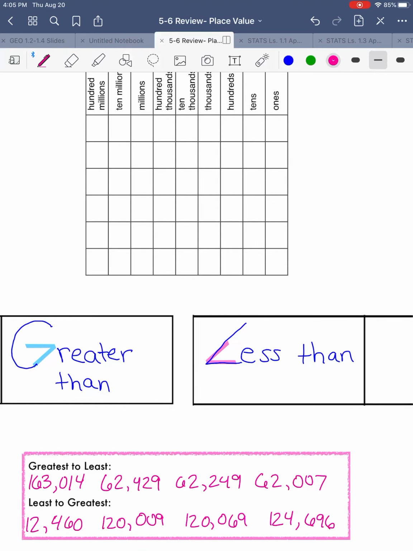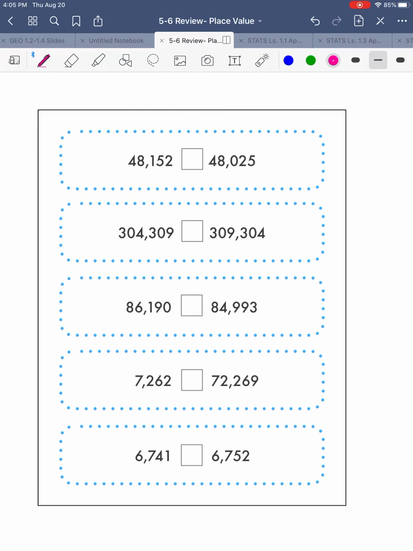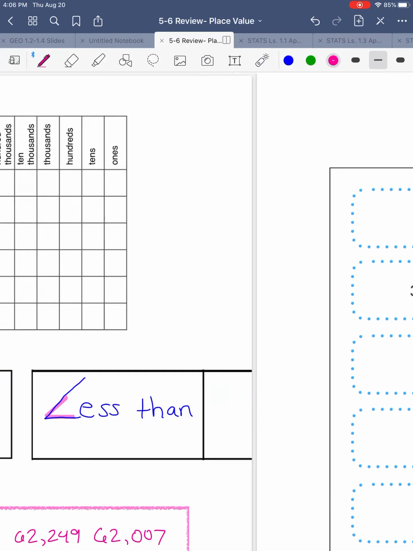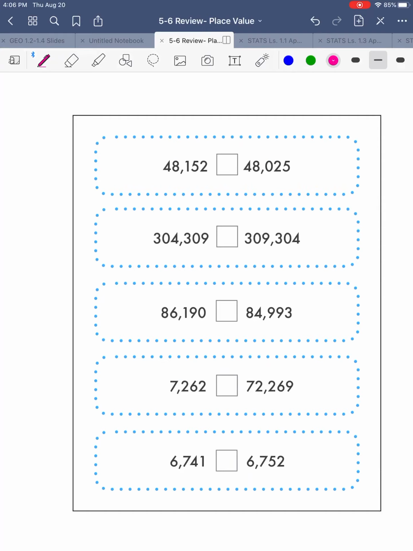So we're going to use that idea to help us with this page in your notes, which is on page 5. And all we're going to do is write the numbers, look and compare them, and then decide which symbol to put in. And if you need to, you can use the chart on the page to the left, page 4, to write in the numbers before you compare them. So I'll do that as we're working through them.